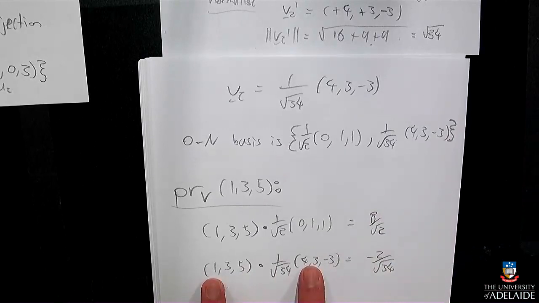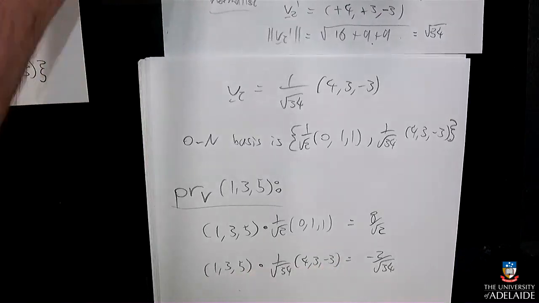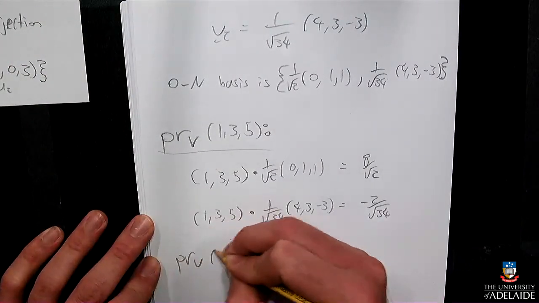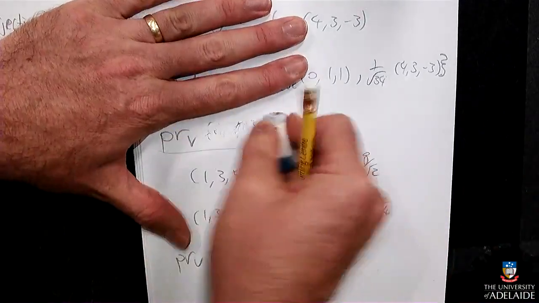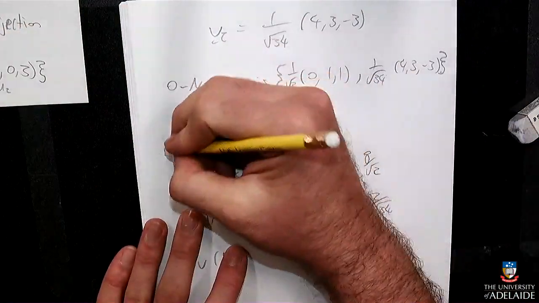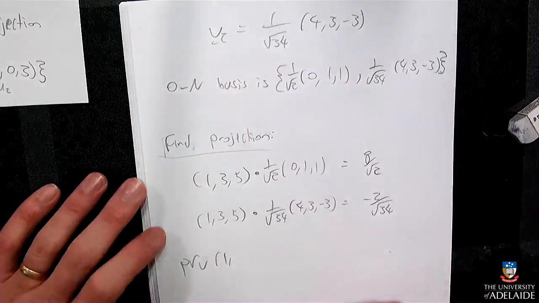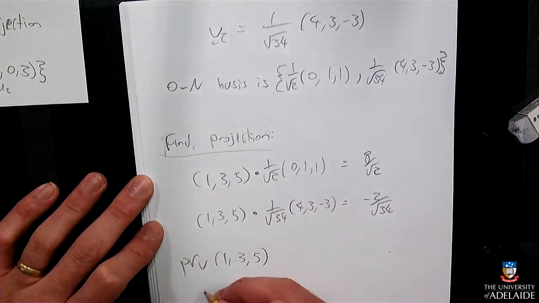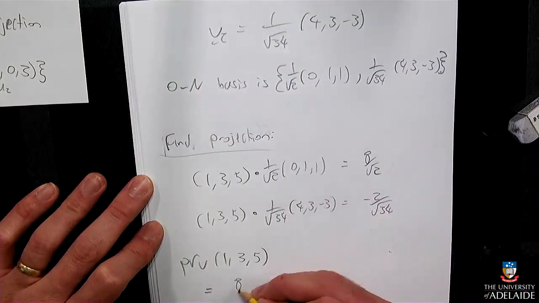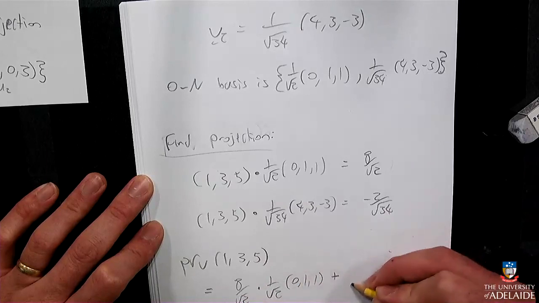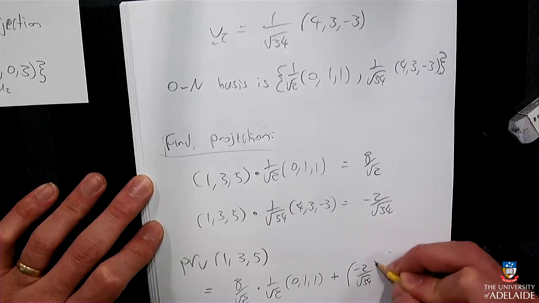I just want to check that. 4 plus 9 is 13, minus 15. 13 minus 15 is minus 2. Yep. So those are the coefficients I need. So I know that the projection of V onto... I should really have done this as a heading, like, find the projection. That would have made more sense. Yeah, okay. The projection of 135 onto V will be this number times the matching vector plus this number times the matching vector.